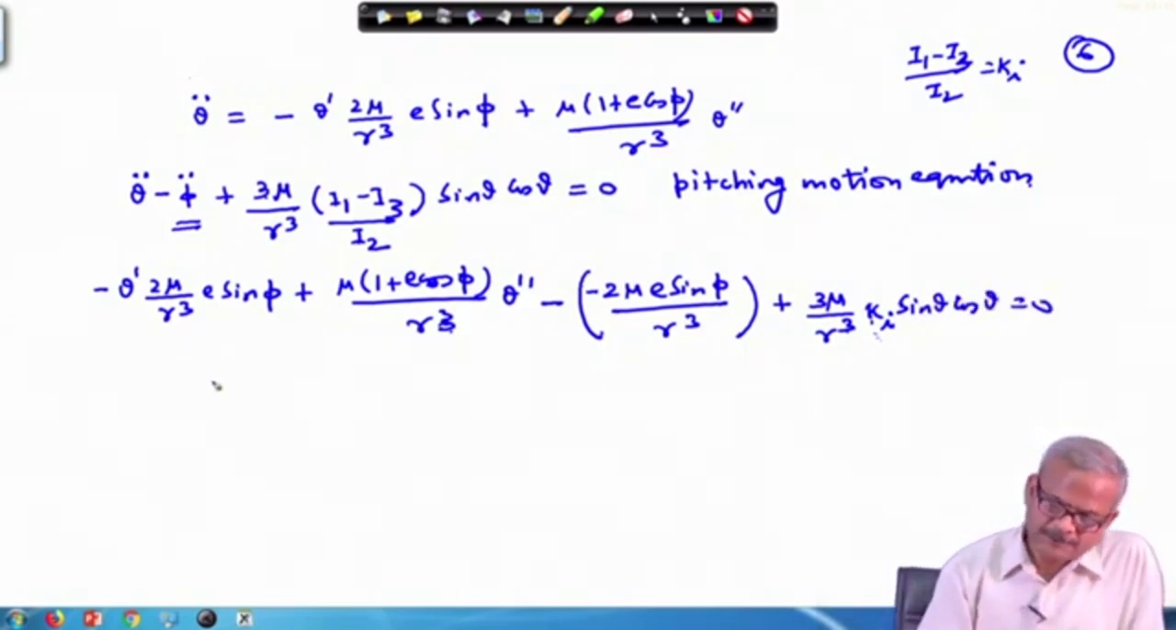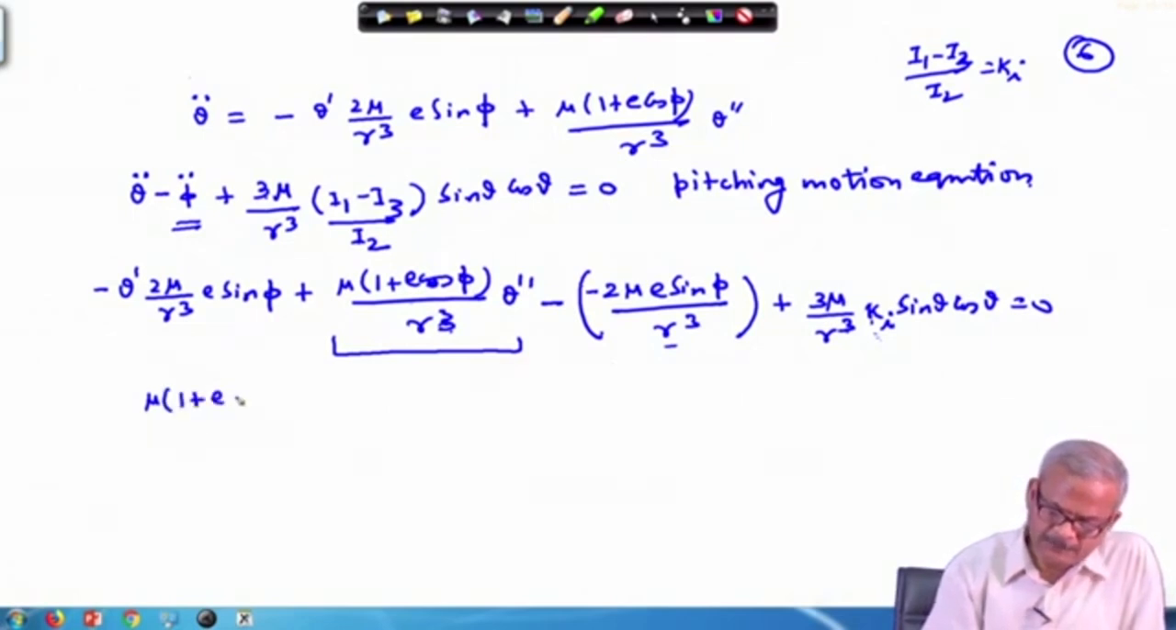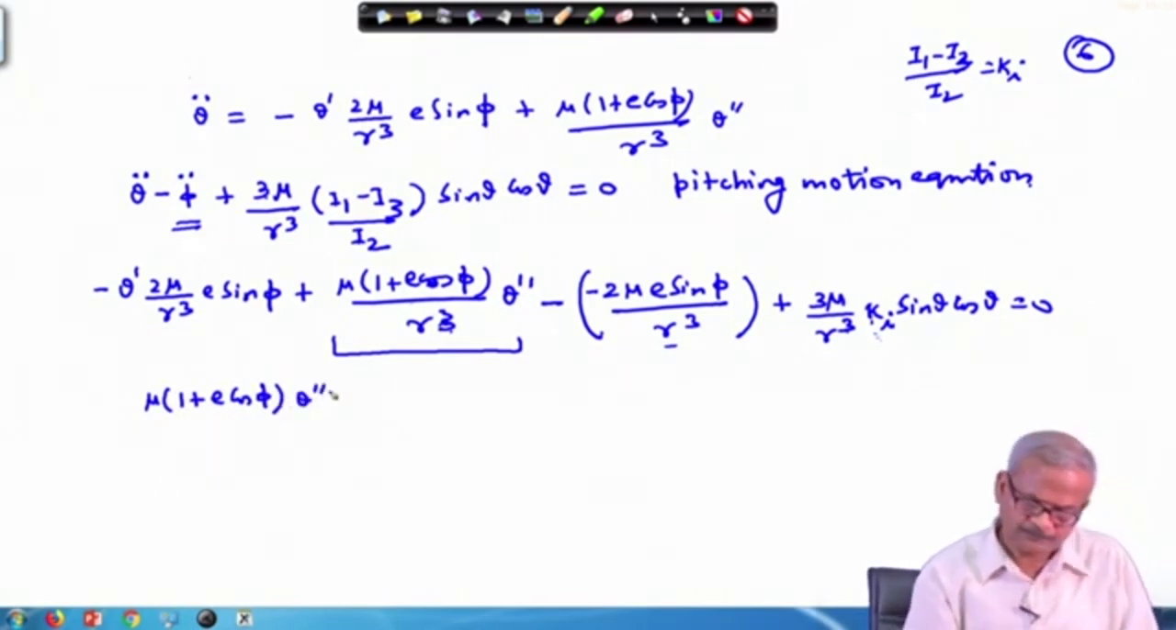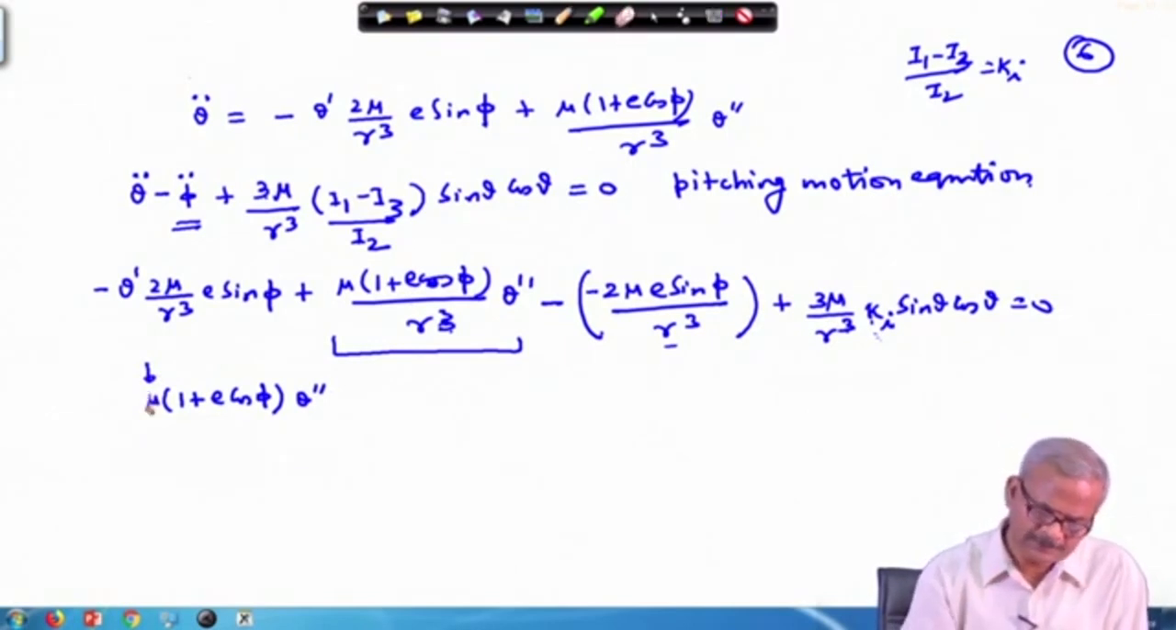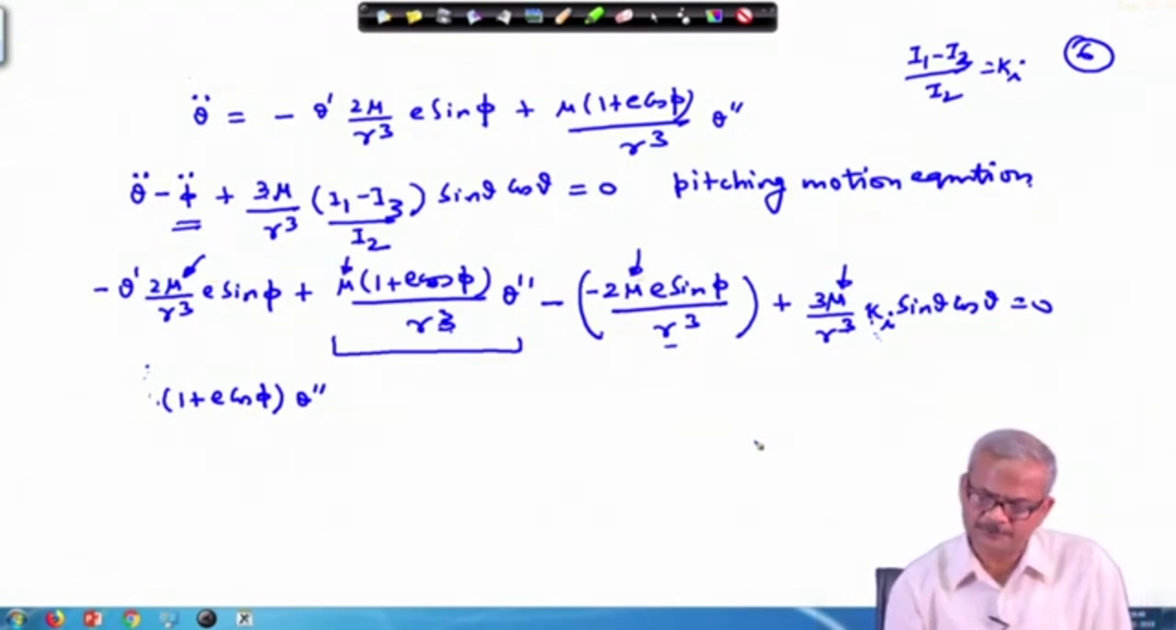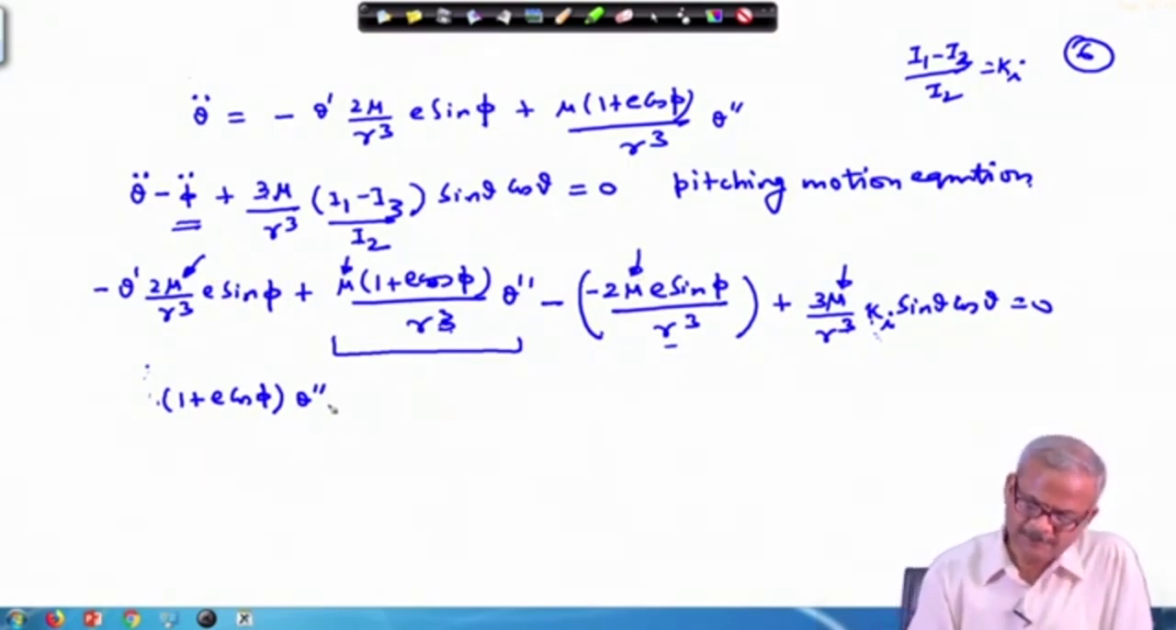So, if we rearrange this quantity, r cube from the denominator will get eliminated, and we have mu times e cos phi times theta double prime. And moreover, we see that mu is also present everywhere, so we can eliminate this mu at this stage itself. Mu is present here, here, and here, and this is a non-zero quantity. So, therefore, we eliminate it and write it like this.